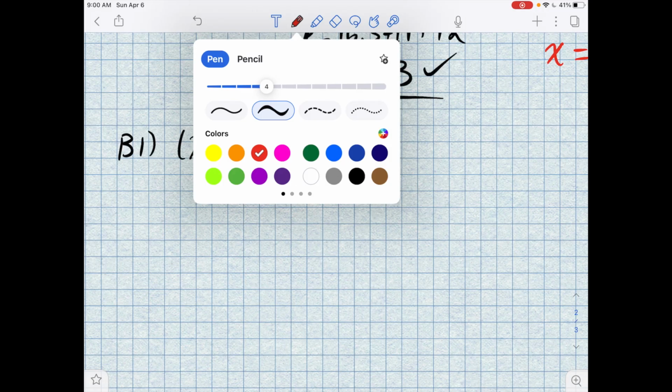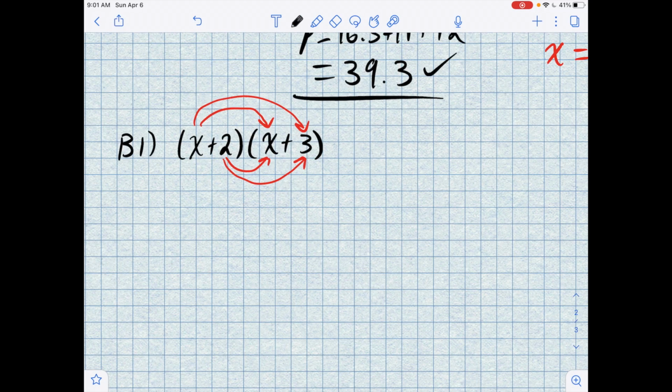So what we're going to do is multiply them together to get them out of their brackets. So x times x is x squared, plus x times 3 is 3x, plus 2 times x is 2x, plus 2 times 3 is 6. So this is x squared, and adding the like terms together, the x's can come together, so 5x plus 6. And that should be fine.